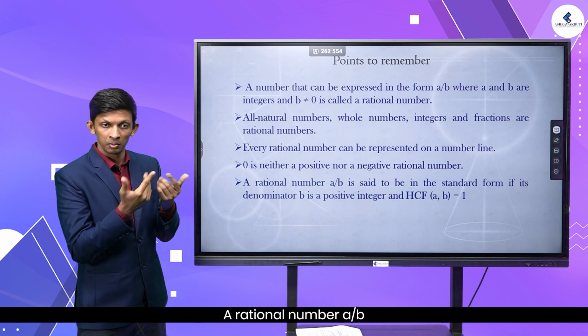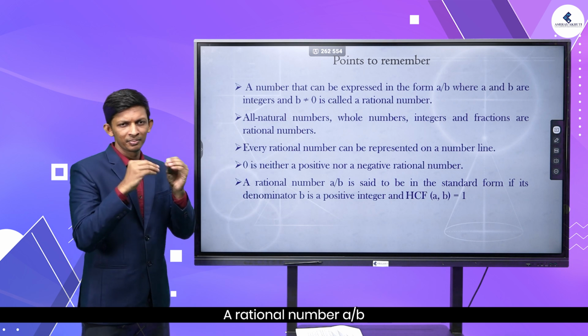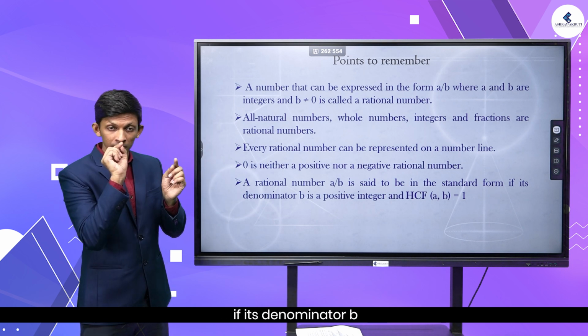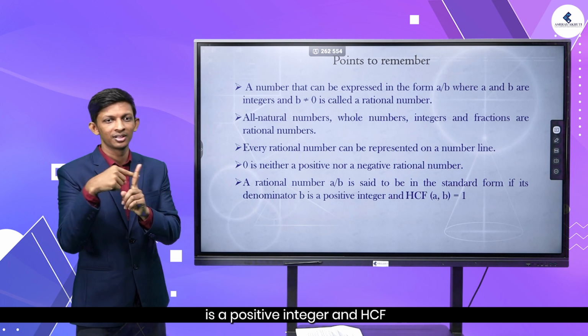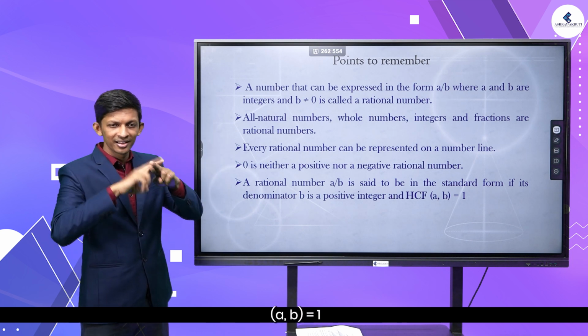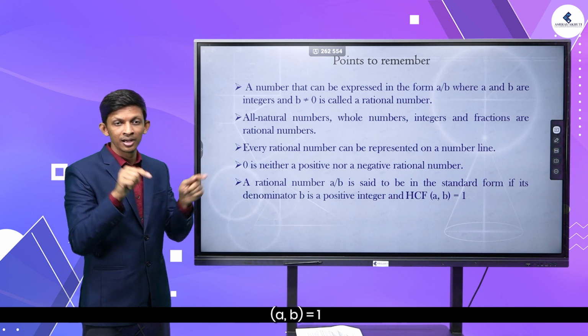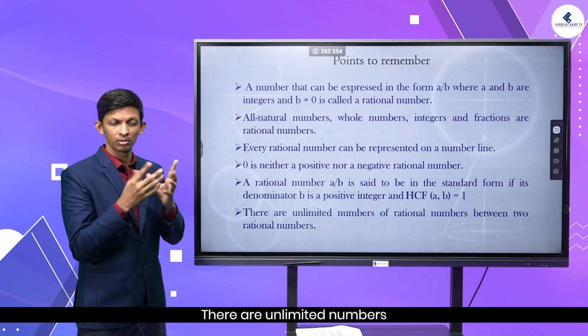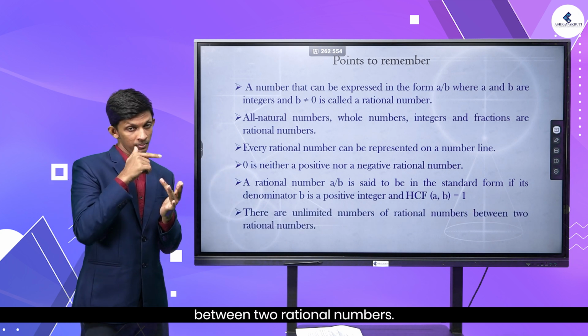A rational number a by b is said to be in the standard form if its denominator b is a positive integer and HCF of a, b is equal to 1. There are unlimited numbers of rational numbers between two rational numbers.